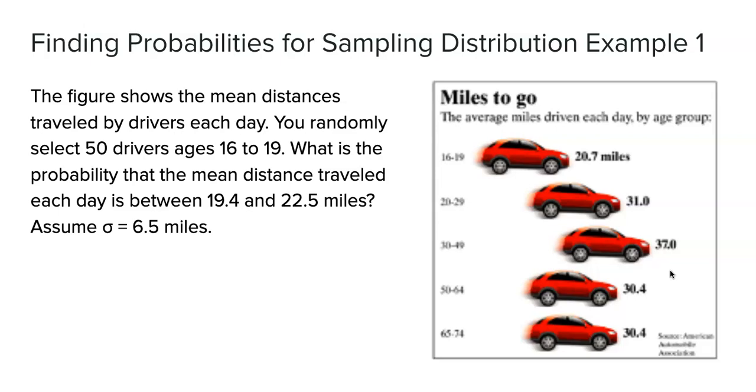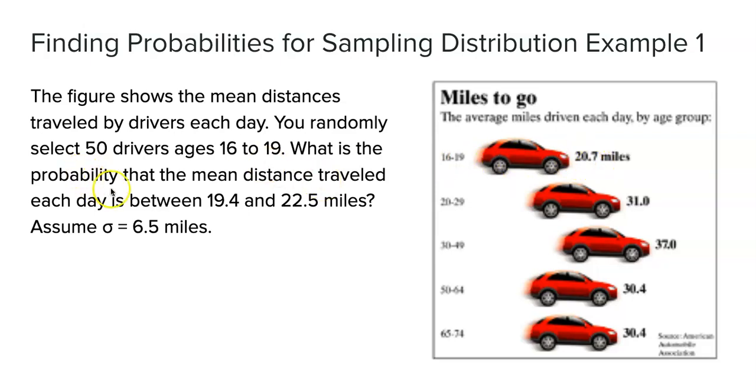16 to 19, take a look. It's this one. 16 to 19 is the top car. Average miles driven each day. People between 16 and 19 are driving about 20.7 miles each day. There's information in here that we really don't need, right? 20 to 29, 30 to 49. But it looks like we're only interested in drivers between 16 and 19. So remember, their average is 20.7.